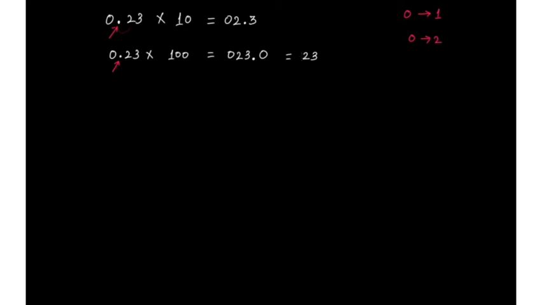Now if it was 0.23 and let's say 1000, what will you do? Same thing. You have the decimal point here. In 1000 you have 3 zeros. It means that your decimal point will come after the 3rd digit to the right of this decimal point. Count 3 digits to the right of the decimal point and place your decimal point there.